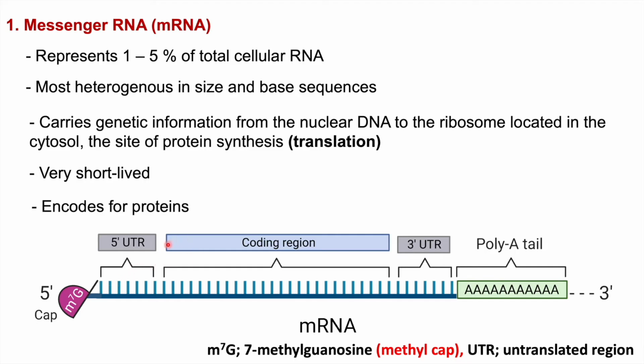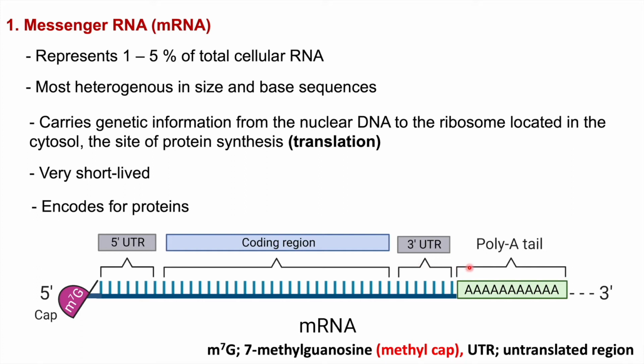And right before the coding region, we have 5' UTR. Now UTR is called untranslated region. So this coding region encodes for protein, and this 5' UTR, as the name suggests, is an untranslated region, because it doesn't code for anything. And the most important function of 5' UTR is, once the mRNA is translocated into the cytosol, it indicates the translation initiation sequence. So this is important to initiate the translation process.